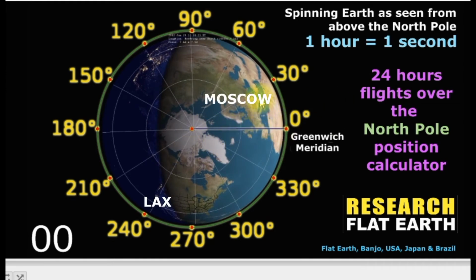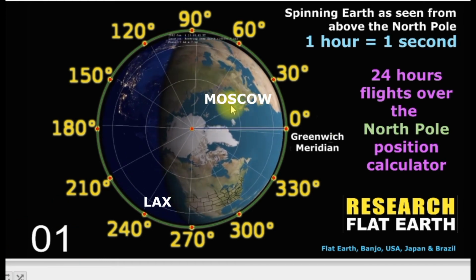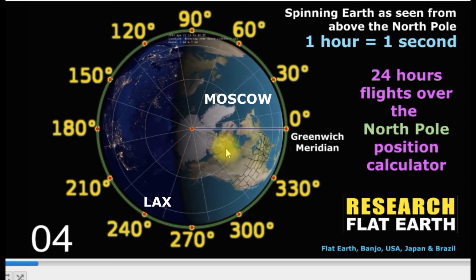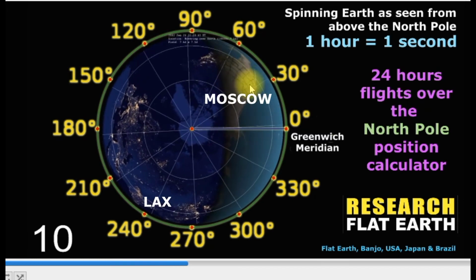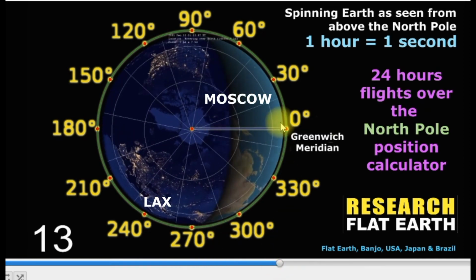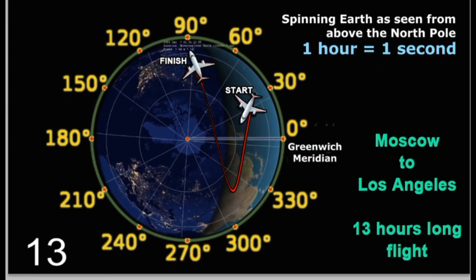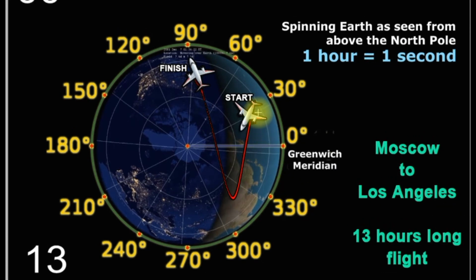We have Moscow, Los Angeles, and the flight is coming from Moscow to Los Angeles now. Let's look at what's gonna happen. 13 hours start. Los Angeles right here. So looking at the flight route, this is what happened right here. The plane was going towards Los Angeles, which was right here, ended up right there.